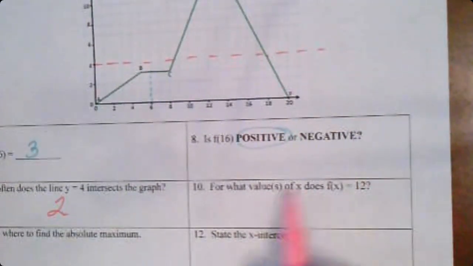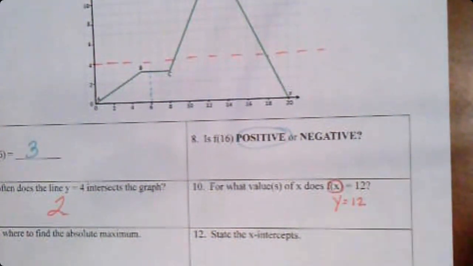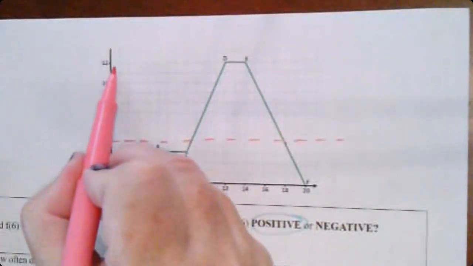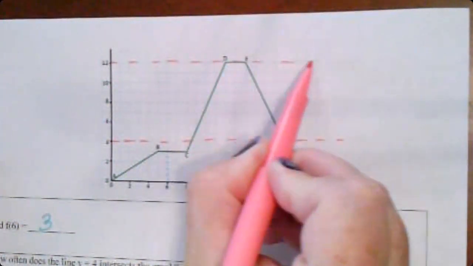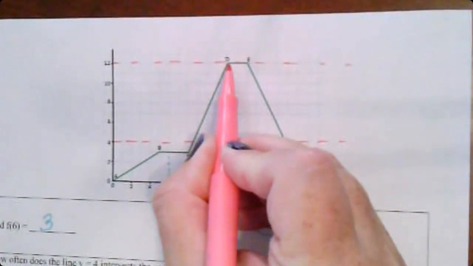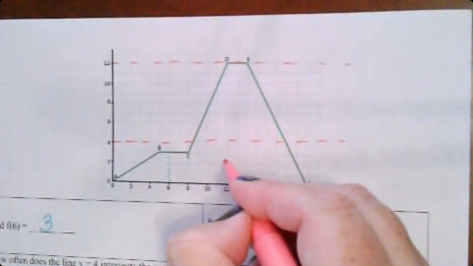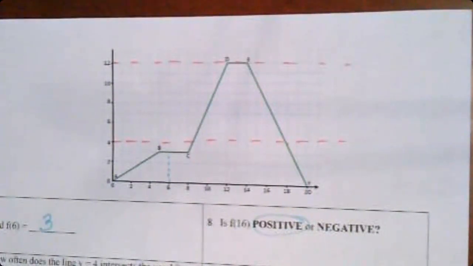Now, remember here, find values. This means y equals 12. So y equals 12 is right here. And the question is find all values. Notice right here, we're kind of touching this one, and that answer is 12. So x equals 12.